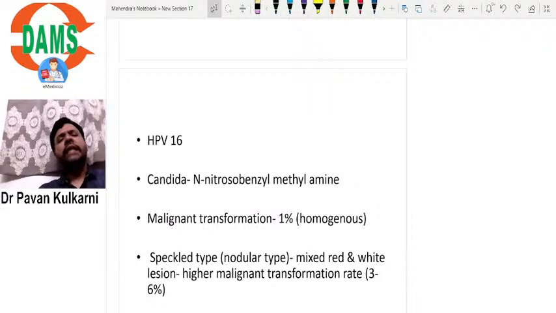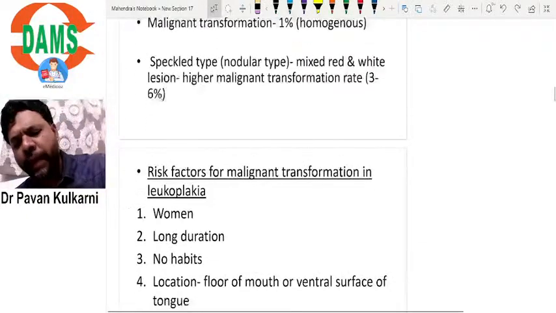Another important organism, a fungus, which is involved is Candida. Sometimes Candida can produce a carcinogen called N-nitrosobenzyl methylamine. This is an important carcinogen which can even cause leukoplakia or malignancy. There are different types of leukoplakia.